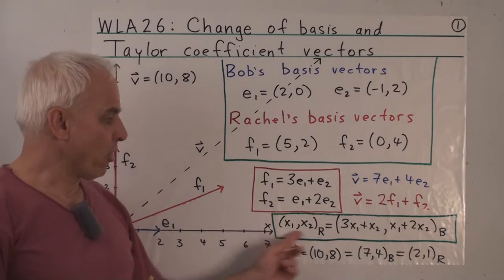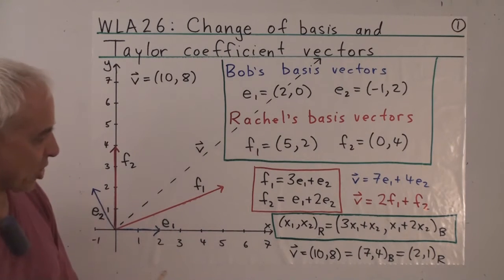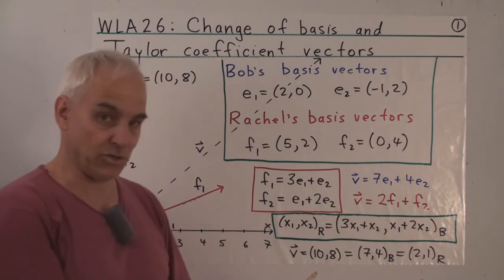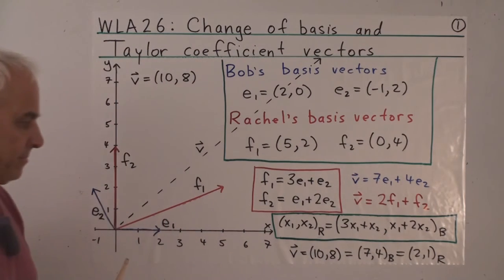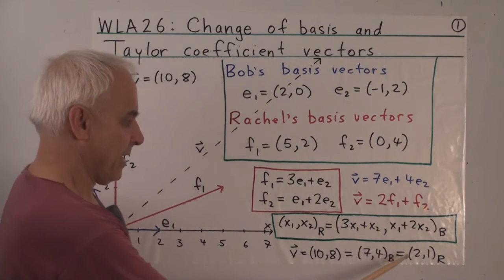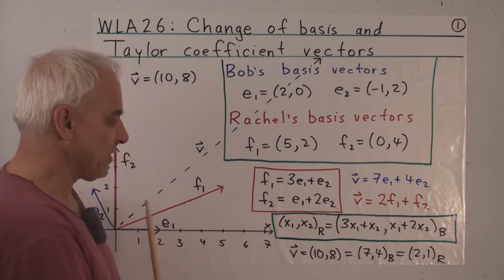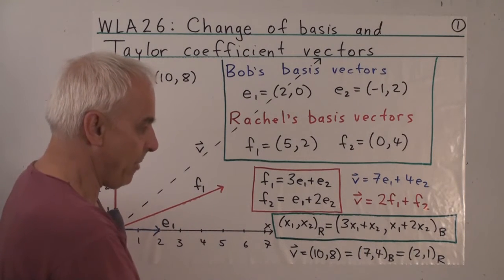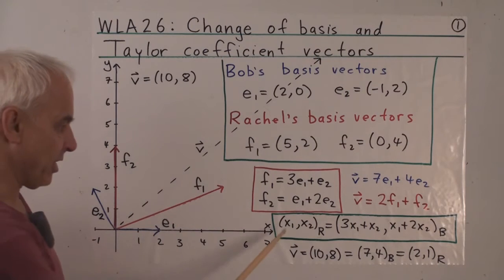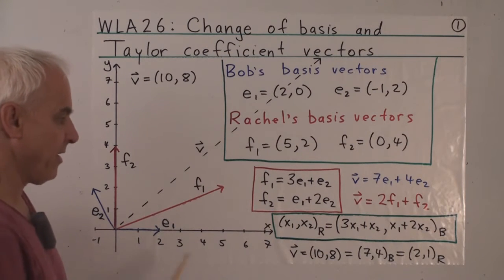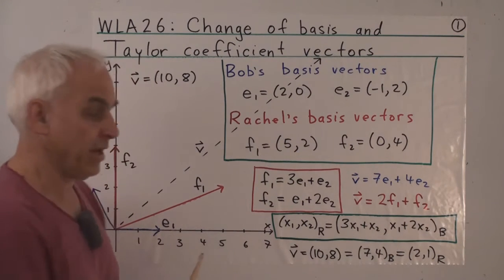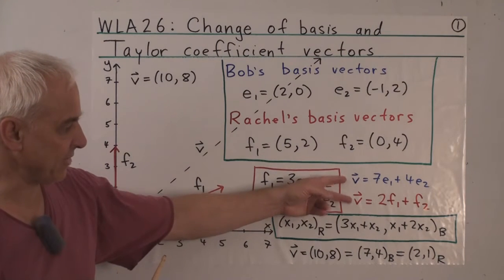So a little bit more generally, we found an equation like this that relates the coordinates of a vector in Rachel's system with the coordinates of that same vector in Bob's system. So for example, this vector V, (10, 8), can be expressed as (7, 4) in Bob's system and (2, 1) in Rachel's system. So if we put x1 equals 2 and x2 equals 1, then (2, 1) in Rachel's system is equal to (7, 4) in Bob's system. Just reflecting the relationship here.